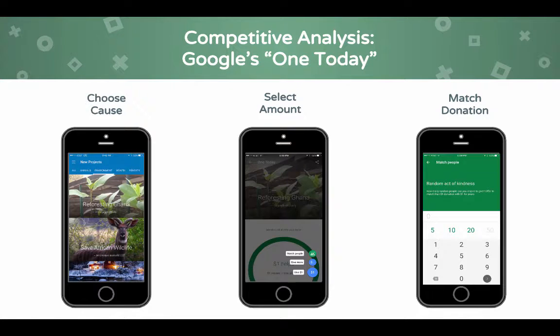So, competitive analysis. There are many micro donation apps out there, but there really was only one that we found that closely represented what we were trying to do. Google's One Today micro donation app allows users to select numerous causes that are not just focused on the environment. They also have a predefined donation amount of $1, but with the option to have a custom amount, and also allows users to potentially match friends' previous donations for specific charities. Sensible Change will only focus on environmental charities.